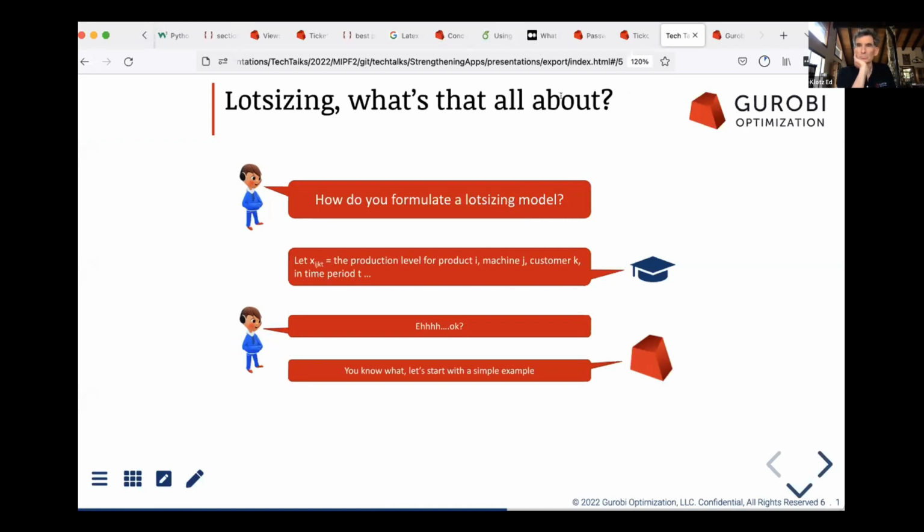So I'm hoping my screen is visible at this point. Yes, all good. Okay, good.